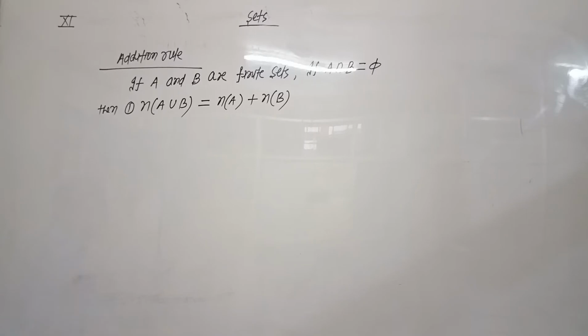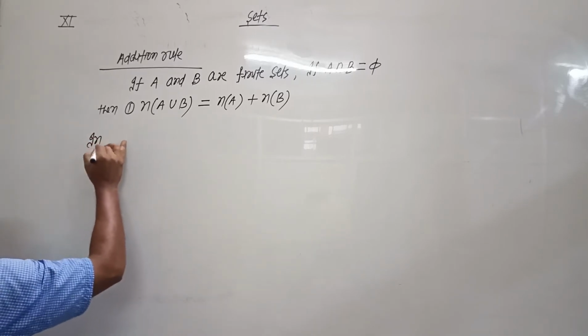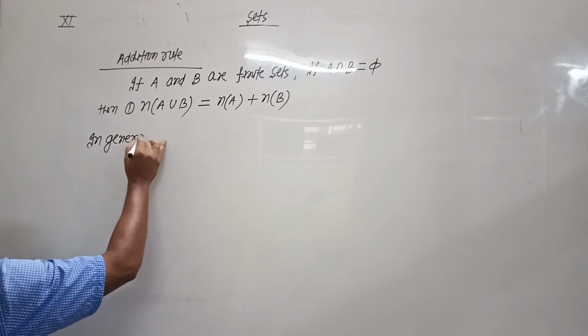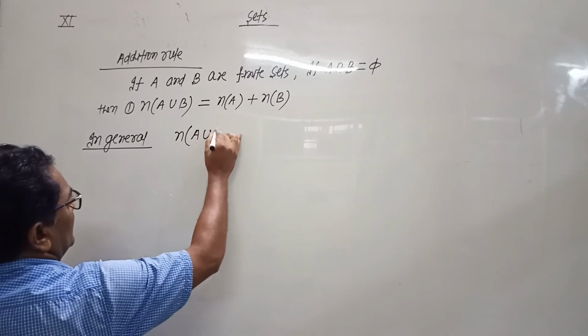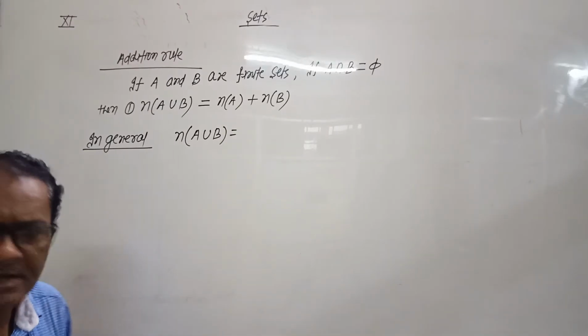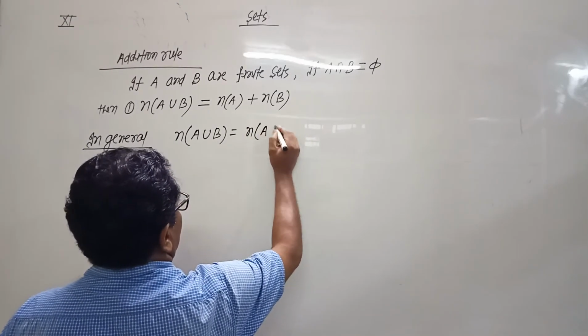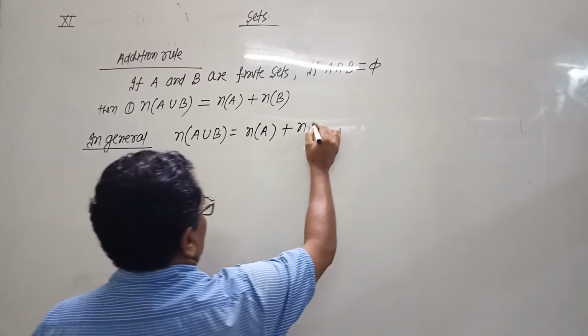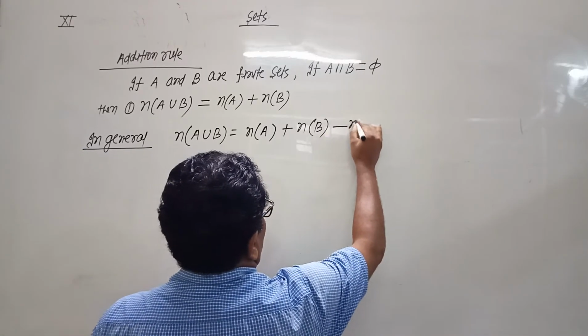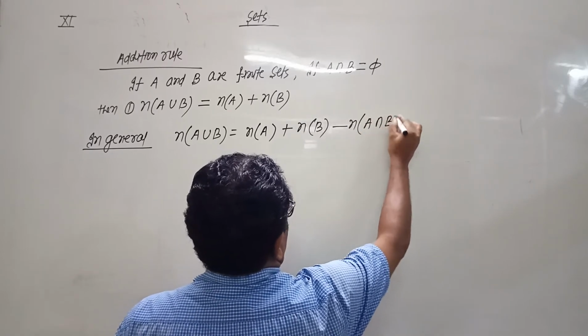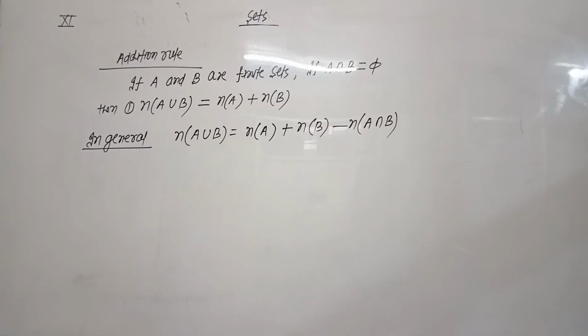And in general, if A intersection B is not phi, then number of elements of A union B is written as number of elements of set A plus number of elements of set B minus number of elements of set A intersection B. In general, the rule is given by N of A union B equals N of A plus N of B minus N of A intersection B.